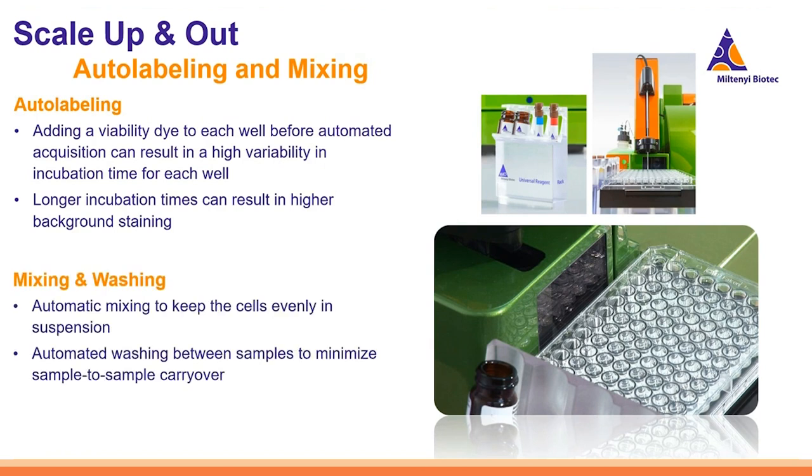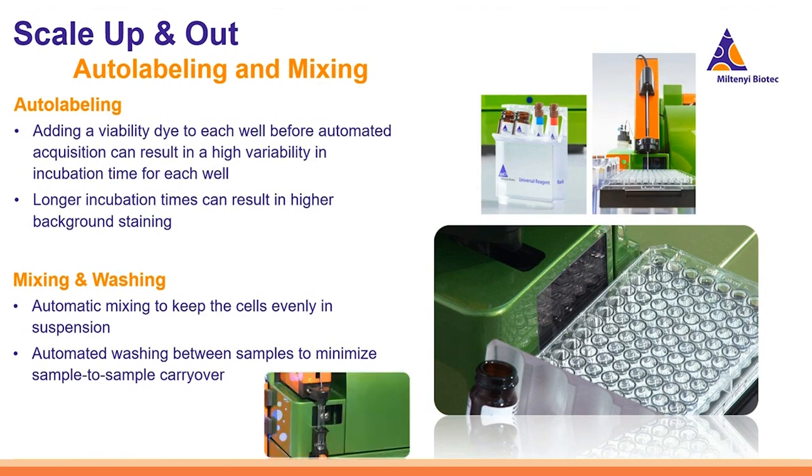And also, you might want to have some sort of automatic mixing to keep your cells in suspension, especially if they are prone to settling. Maybe in a 96 well plate, if they're sitting there for a long time, they might start to settle or re-adhere to the plate. And then also some sort of automated washing between your samples to ensure that there is minimal sample to sample carryover.